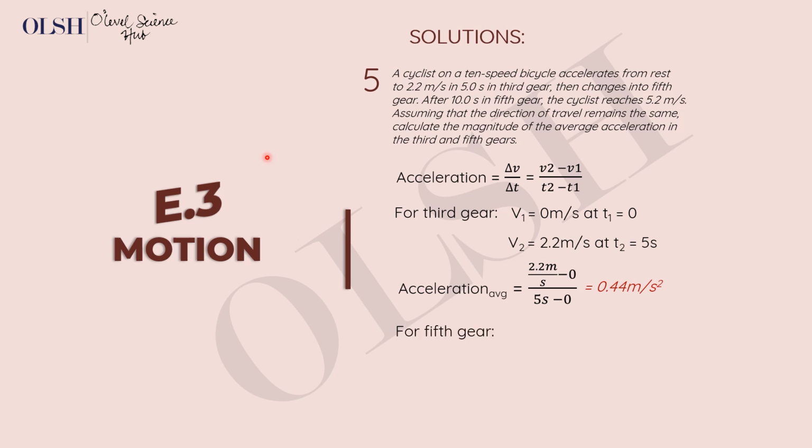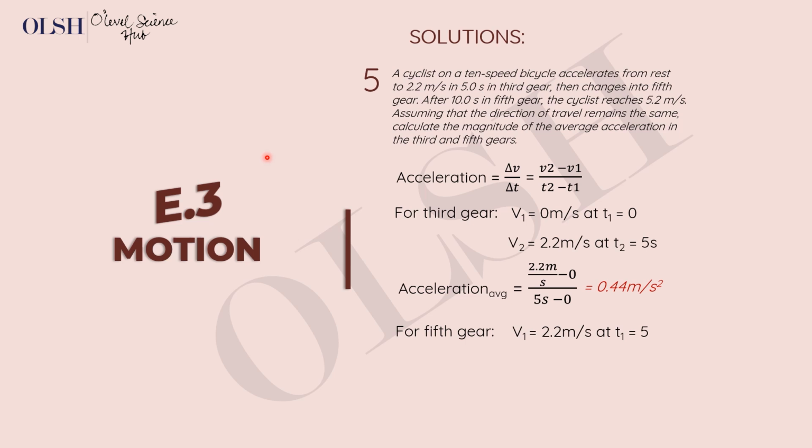Then for the fifth gear, we know of course that in this case our v1 is 2.2 meters per second, because remember it said in the question that it was after it had moved on this third gear that it then changed to the fifth gear. And it now ran on the fifth gear for 10 seconds and reached 5.2 meters per second. So the speed it was at before moving to the fifth gear is the speed it started the fifth gear on.